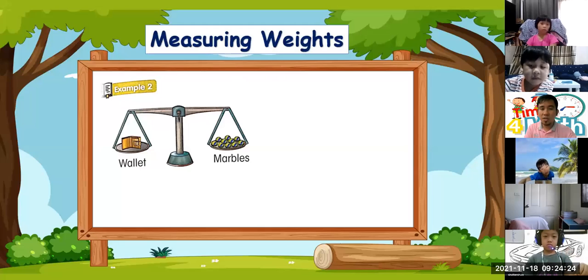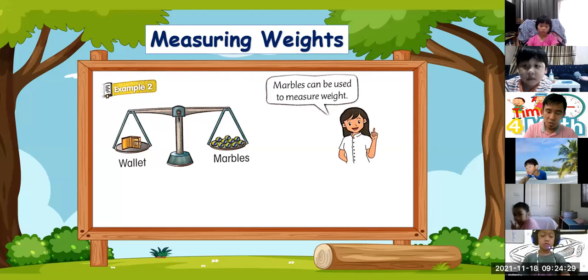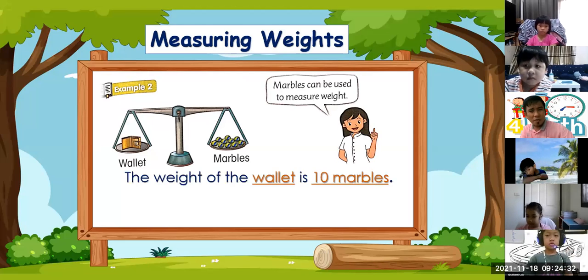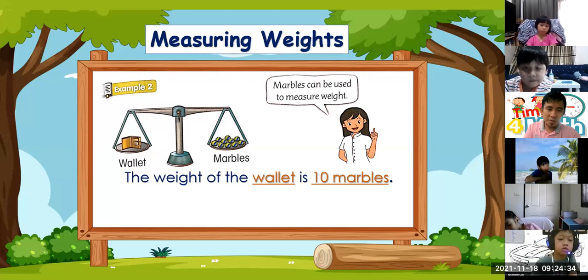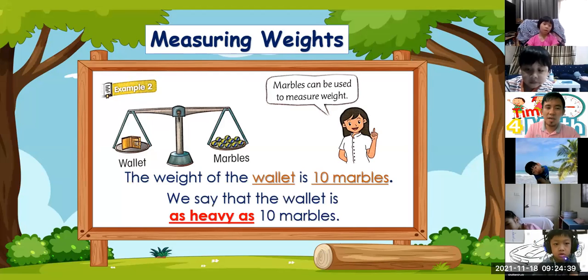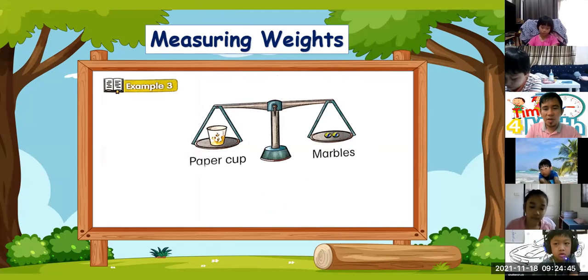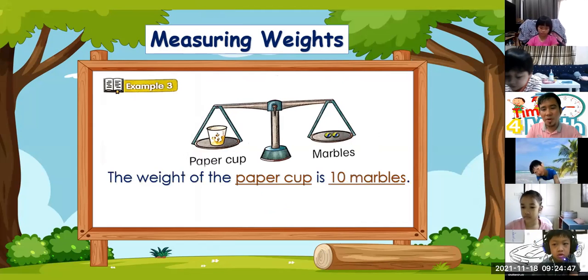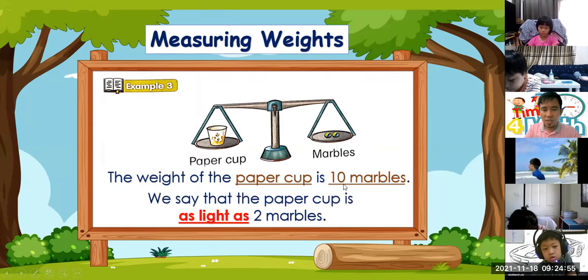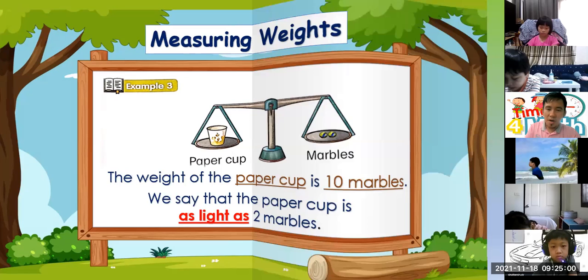This one is a wallet. Yesterday we talked about it. We are using marbles to measure weight. The weight of the wallet is 10 marbles, or we can say that the wallet is as heavy as 10 marbles. And the paper cup, its weight is equal to 2 marbles, not 10. So we say that the paper cup is as light as 2 marbles.